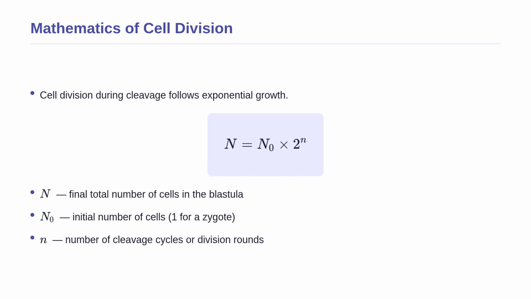N represents the final total number of cells in the blastula. N0 is our starting point, the initial number of cells, which is exactly 1 for a single fertilized egg. Finally, n represents the number of cleavage cycles that have occurred. As the number of divisions, n, increases, the total cell count, N, grows incredibly fast, providing the thousands of building blocks needed.